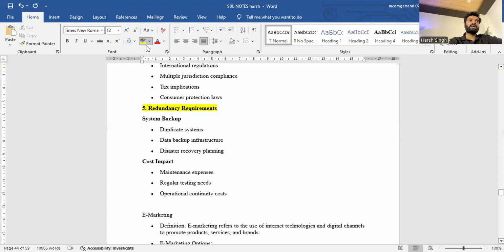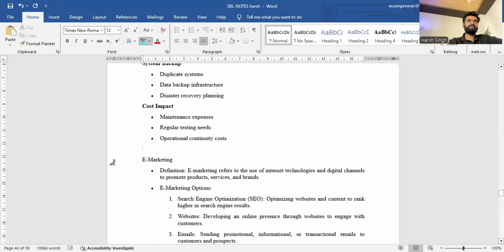After the e-business, another topic that we have is called e-marketing. Again, somewhat very much similar to e-business only. Now, e-business refers to the ability of doing the business. But what is e-marketing? E-marketing is the use of technologies and digital channels to promote a product, sell a product, get the feedback of it. Okay, basically you will be talking about the promotion of the product, services, and brands. Let's leave the feedback part and the selling part over here.